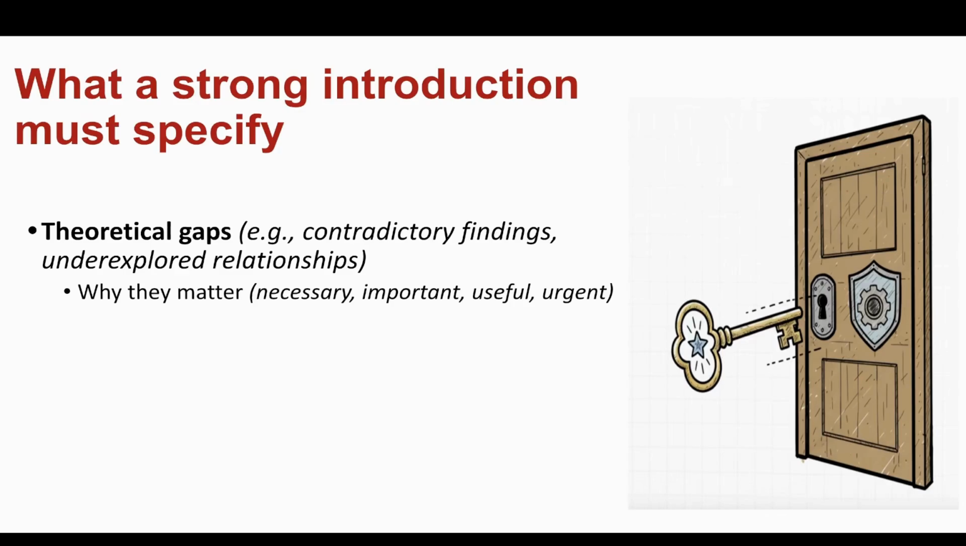Now the signposting, as we are discussing, has two types. The first is theoretical gaps, where we have to provide scholarly evidence and why they should be addressed, why addressing them is important in the current time when we are writing that research article.